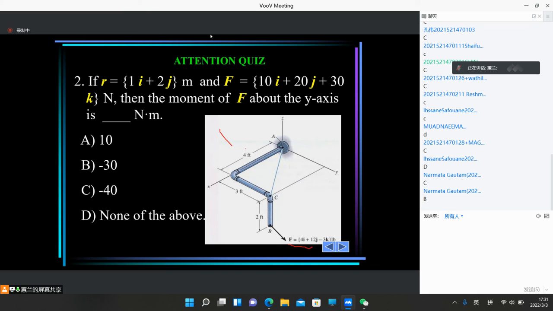Okay, maybe we take a 10 minute break and then we continue. Okay, I just remove this figure.